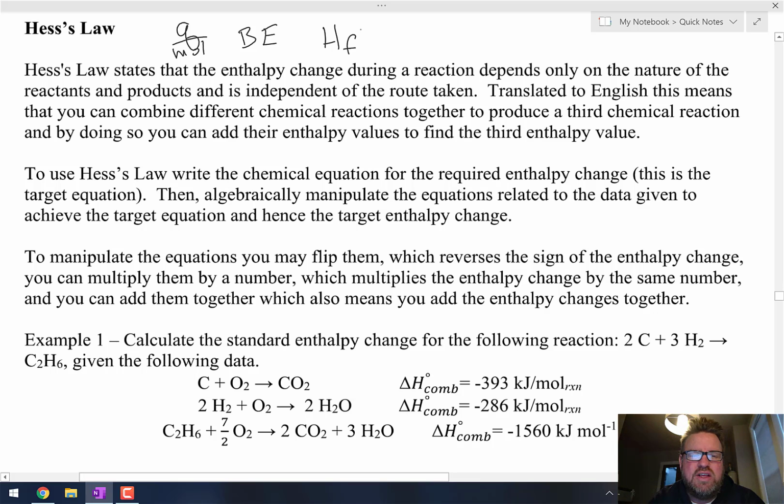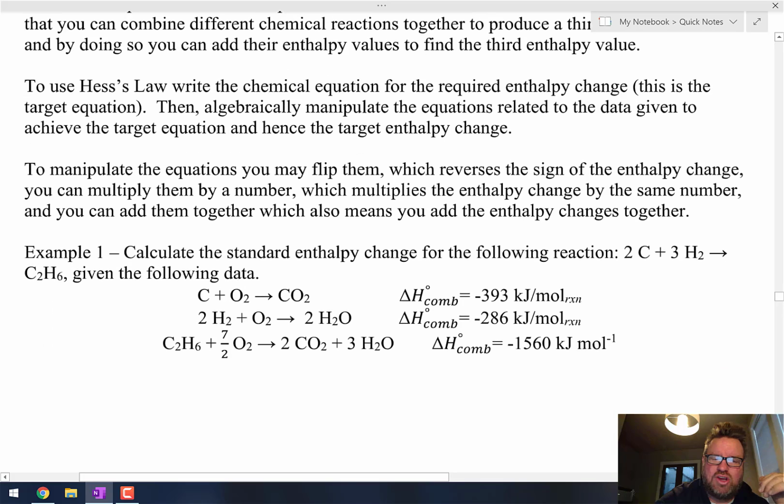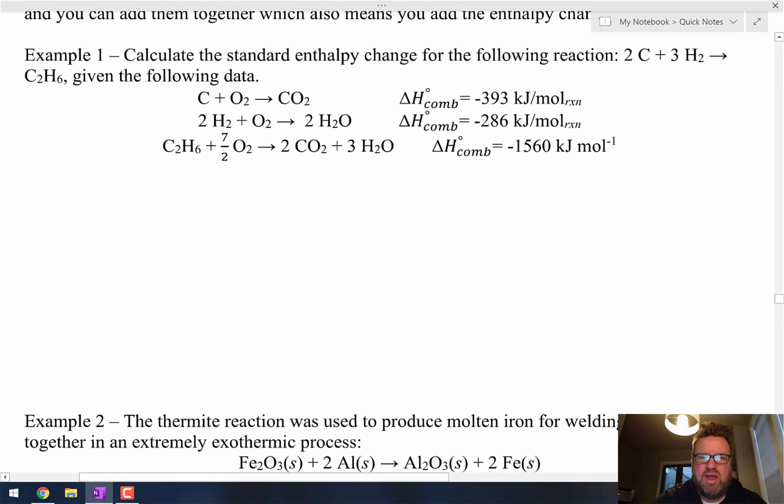Okay, Hess's Law is basically a way of saying, look, it doesn't matter how you get to the enthalpy change for the reaction. You can get there any way you want. You can even use other equations to figure out the enthalpy change for a different equation. Basically, what that means is you can combine multiple equations together to get the enthalpy change for another reaction. Let me show you what I mean by that.